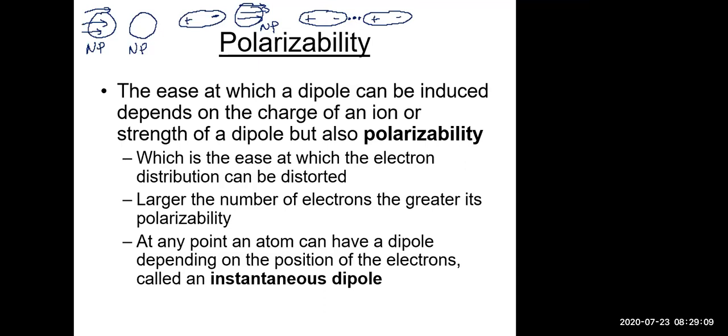So this creates what we are talking about up here, what is known as an instantaneous dipole. An instantaneous dipole is really the result of the electrons being able to be distorted and move to one side of the molecule versus another, creating these temporary positive sides and negative sides in these nonpolar molecules, which normally do not have a positive or negative side.